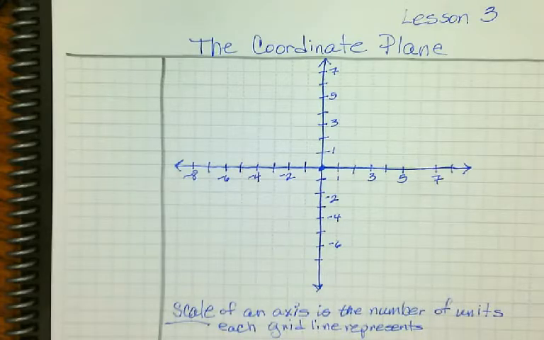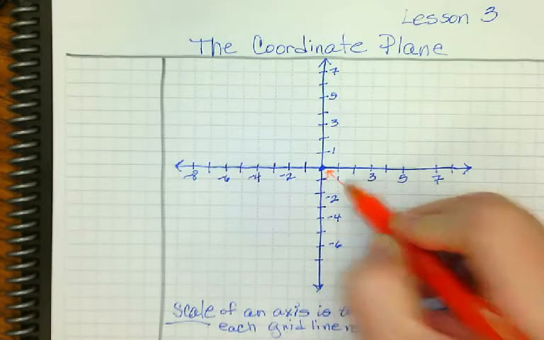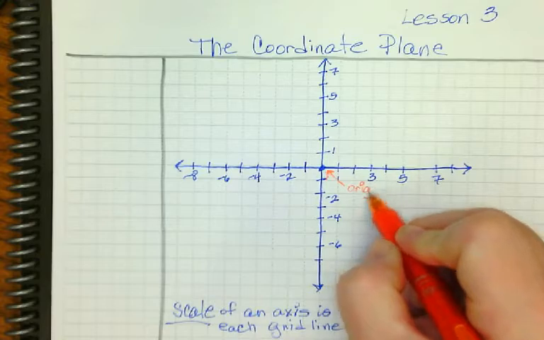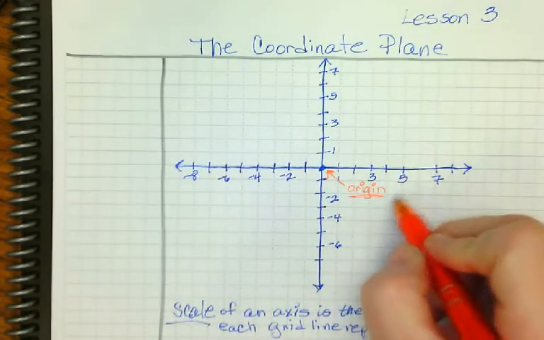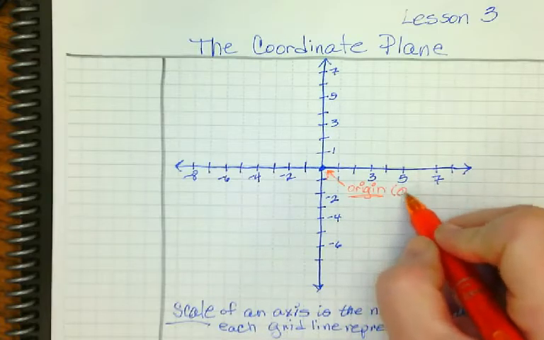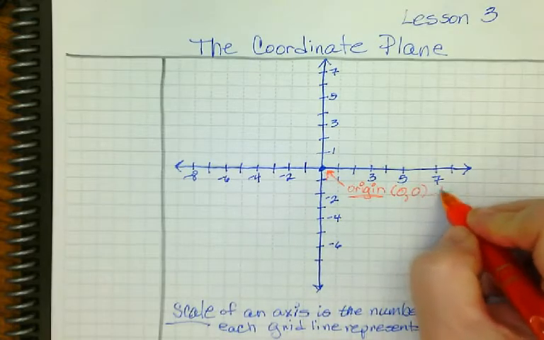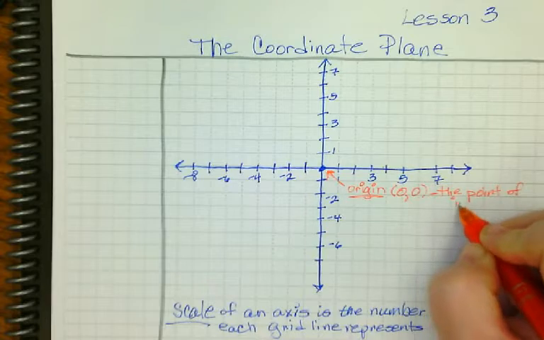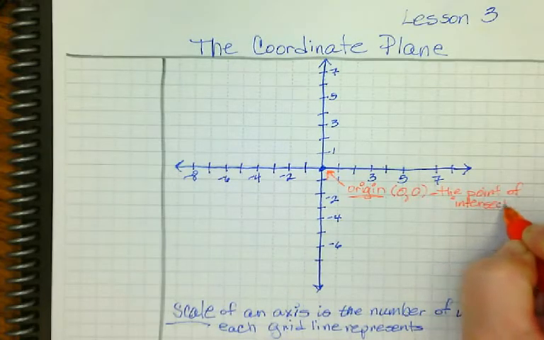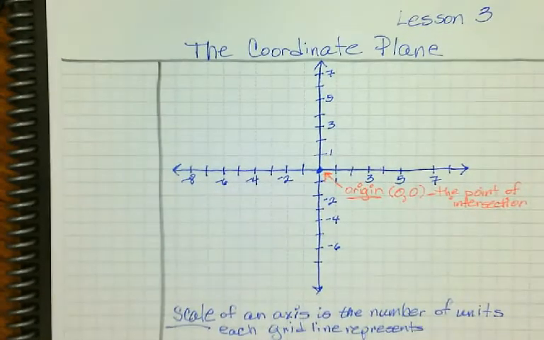So now let me give you some definitions. All right? This point right here, this is called the origin, okay? And in coordinates, it would be 0, 0. Okay? It is the point of intersection. Where the two lines cross, that's where the 0 is. Okay?